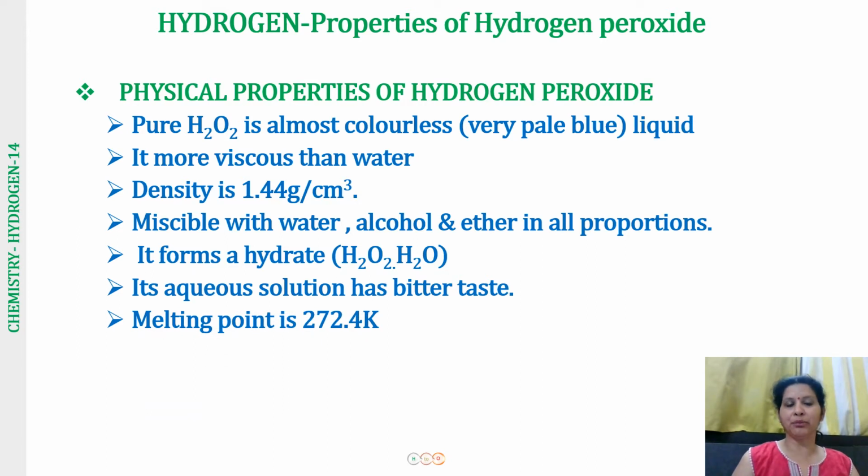And the melting point is 272.4 Kelvin. So this is slightly less than that of water. And the boiling point is about 150 Kelvin greater than that of water. It is 423 Kelvin. And the reason that it has a higher boiling point than water is because of more hydrogen bonding which can occur in hydrogen peroxide. Okay.